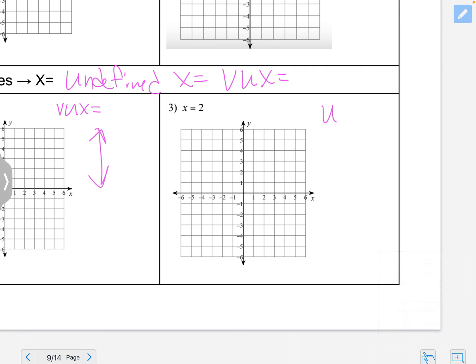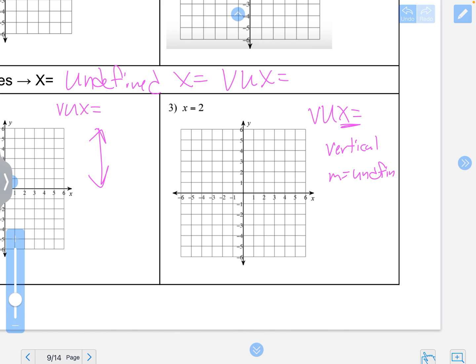So again, x equals 2. That immediately tells me that it's a VUX line because it's going to be vertical. Our slope is undefined. And again, it's x equals. So we're going to find where x equals 2, put that point there, and it's going to be a straight up and down vertical line.